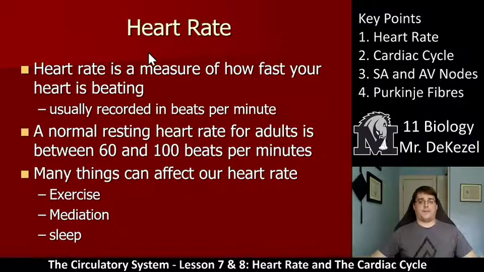We have the heart rate first. I believe this is the only slide. So heart rate is a measure of how fast your heart is beating. We usually record it in beats per minute. That could be 60 beats per minute or 100 beats per minute, as those are the normal resting heart rates for adults. Anywhere between 60 and 100 is essentially normal. You want to be lower resting if you can, but nothing alarming is going to happen to you if you're at 80 or 95 or something like that.